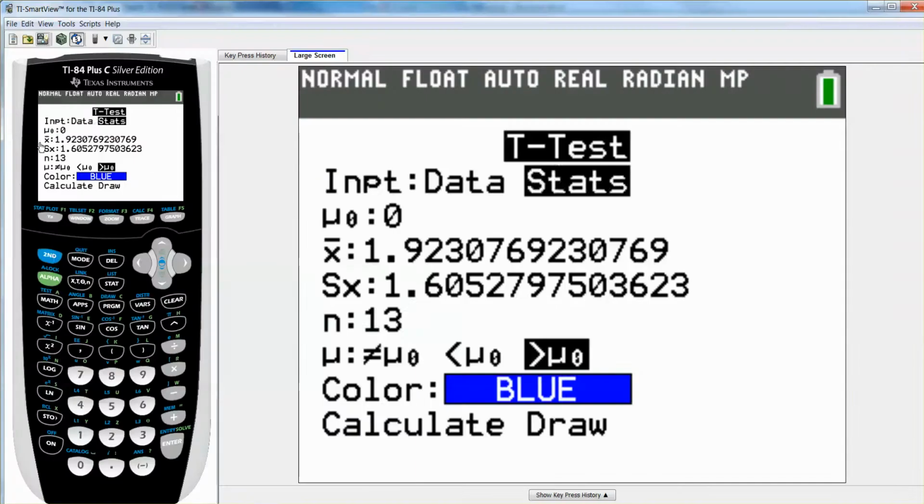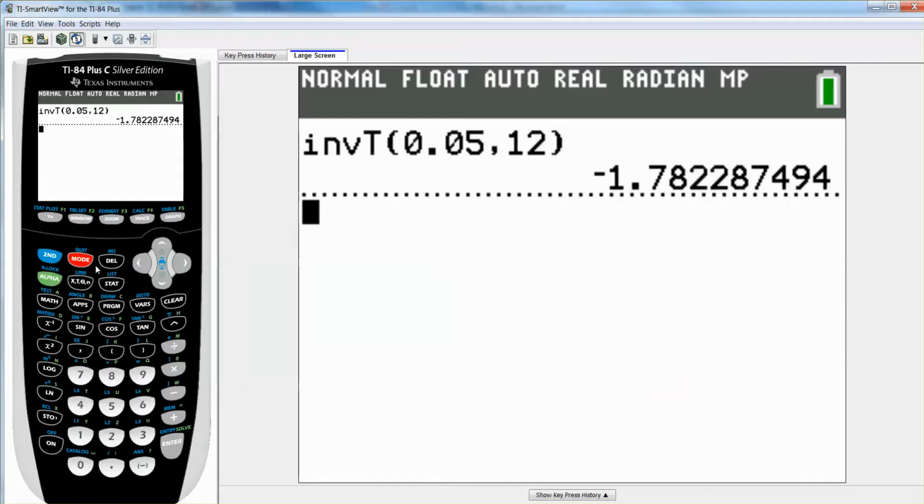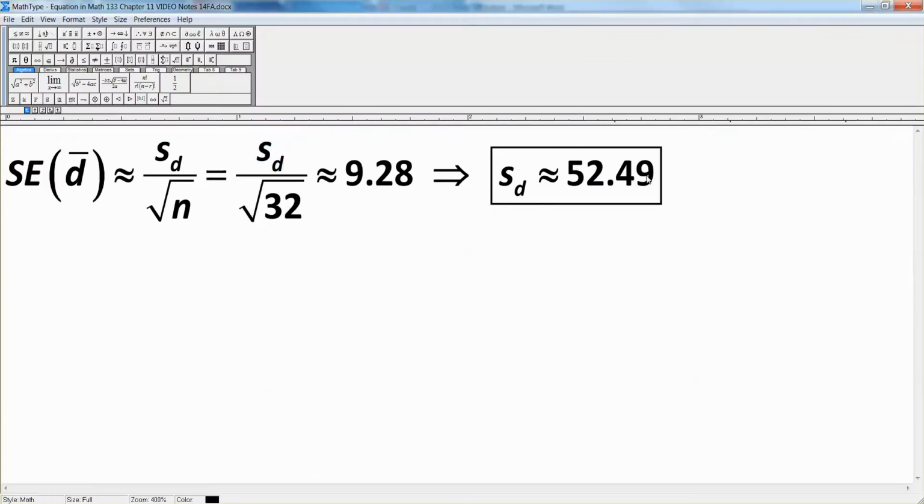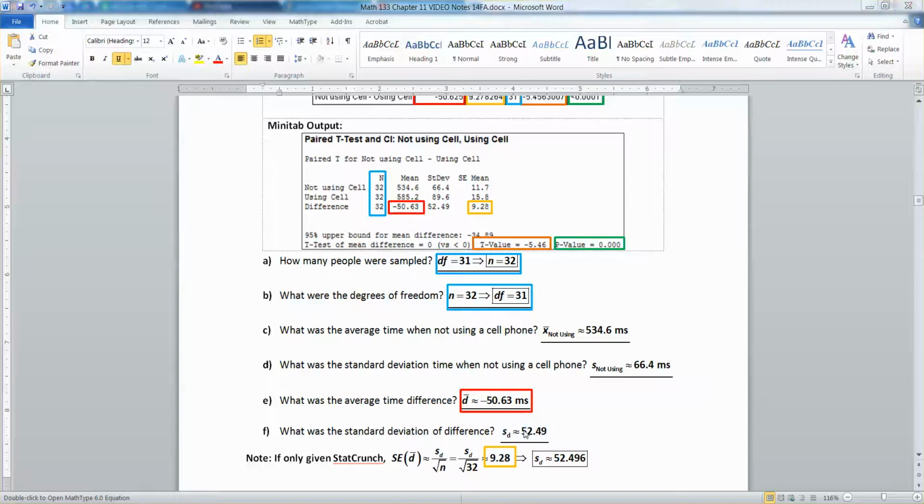So let me grab my calculator. 9.28 times the square root of 32, and I get 52.4956. So that's where I came up with 52.496 as my standard deviation.